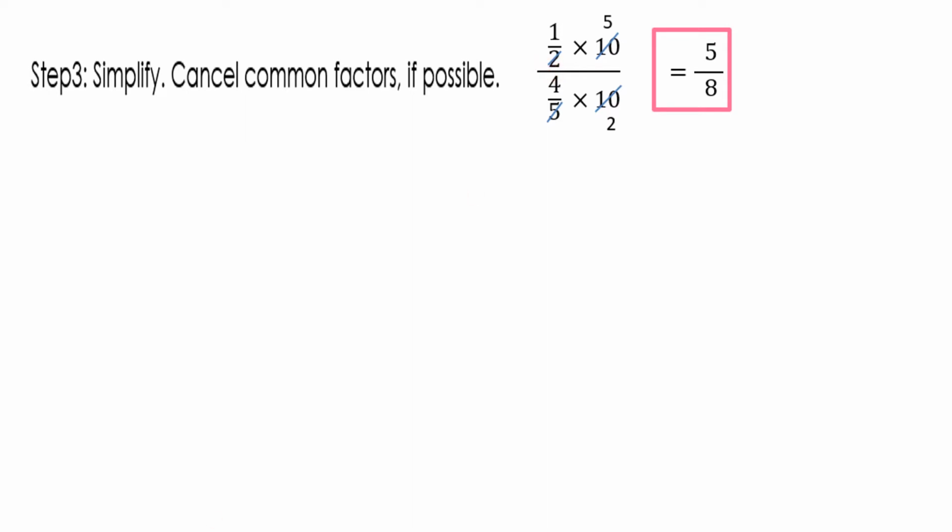So this becomes 1. And then 10 divided by 2, that is 5. Now the remaining is 5 times 1, so we have 5. And for our denominator, the common factor is 5. So 5 divided by 5, that is 1. And 10 divided by 5, that is 2. So we have now 4 times 2, that is 8. So our answer here is 5 over 8.